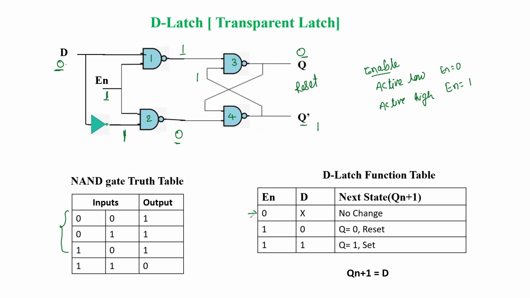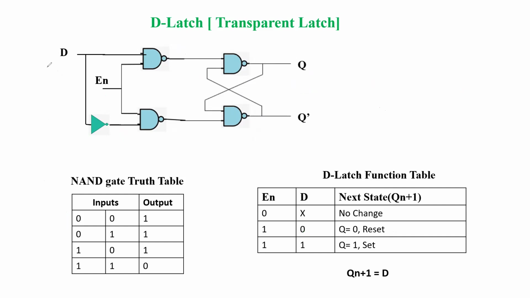This is the active low. And so when EN is 0, whatever input is available at that D, that is not accepted by the gates. So there is no change. Whatever the previous state was, it will remain in the same state. Whether it was reset, it will remain in the reset. If it was set, it will remain in the set. So now we have given D equal to 0. So we saw that this latch is now in the reset state. Now we'll give another input. On the basis of that, again, we are going to see what will be the operation, how these inputs and outputs are going to change.